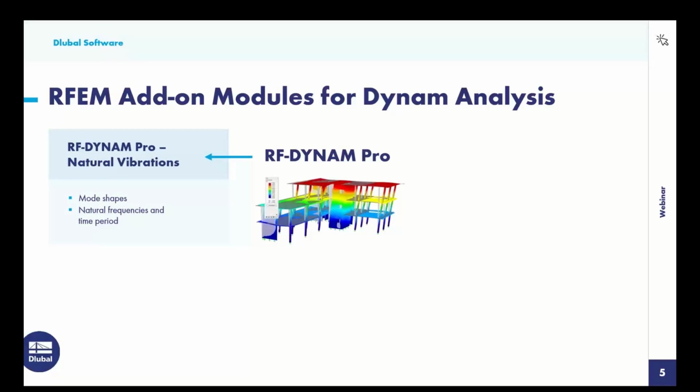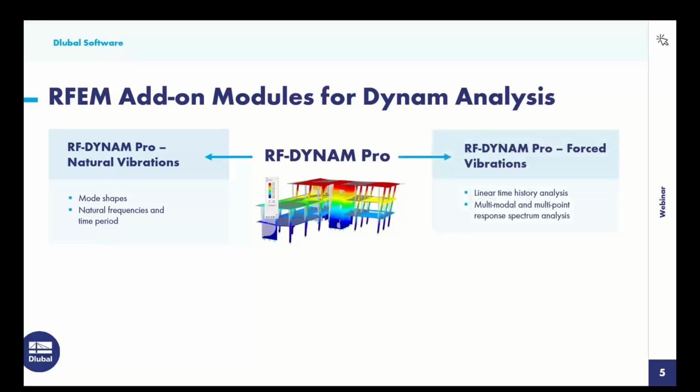The first is RF-DYNAM Pro Natural Vibrations. This is a prerequisite module for the other 3. You must first run this natural vibration analysis to determine the mode shapes of our structure. It'll give us other information such as natural frequencies, time periods, and accelerations.